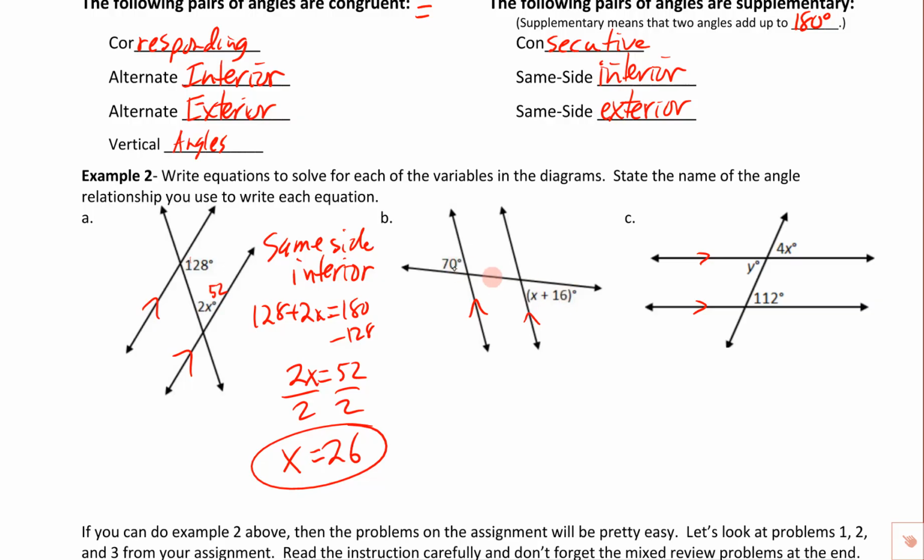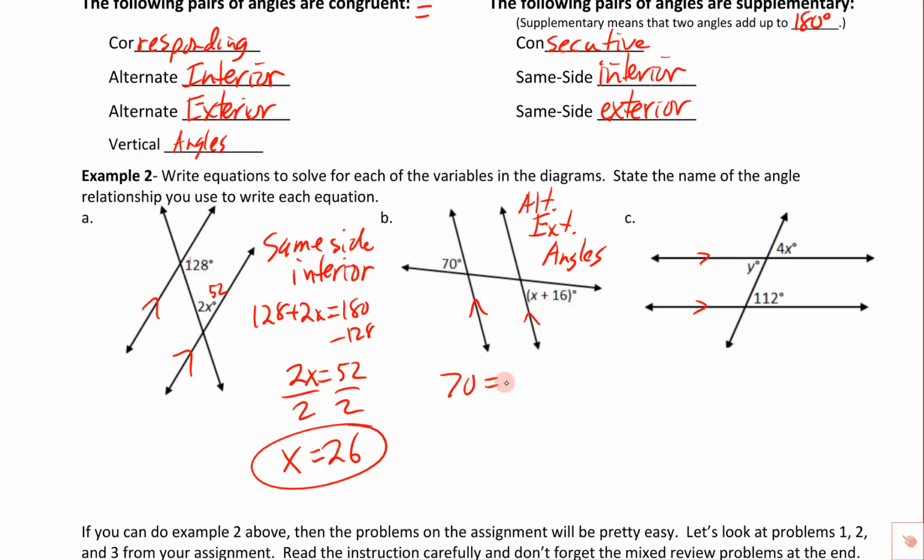Let's take a look at these two guys here. First thing you want to notice is they are on the outside of the transversal. Here's the outside, here's the outside, so we're on the exterior, right here's the inside, and they're on opposite sides of the transversal. So these are alternate exterior angles. That was not on the list where they were equaling 180. That was on the list where they were congruent.